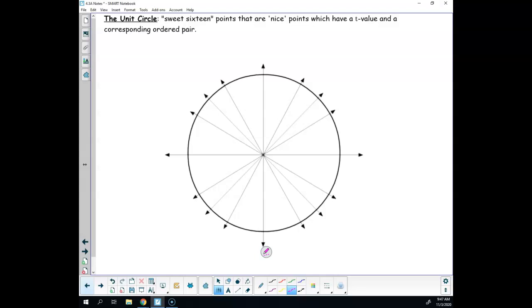And we're going to find the sweet 16 points, which are nice points on the unit circle. Okay? So the first one, and then actually draw your crosshairs in it too, because that's going to help you out, because we're going to divide that up into quadrants. We're going to talk about the quadrants.